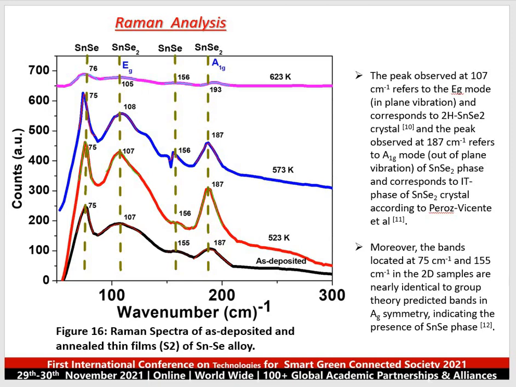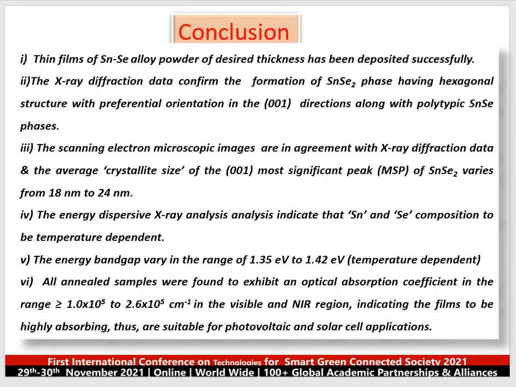Conclusion. The films of SnSe alloy powders of desired thickness have been deposited successfully. The X-ray diffraction data confirm the formation of SnSe2 phase having hexagonal structure with preferred orientation in the 001 direction along with polytypic SnSe phases.